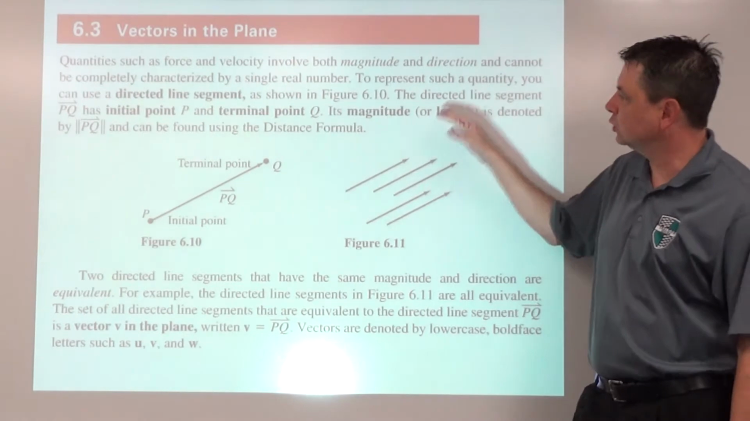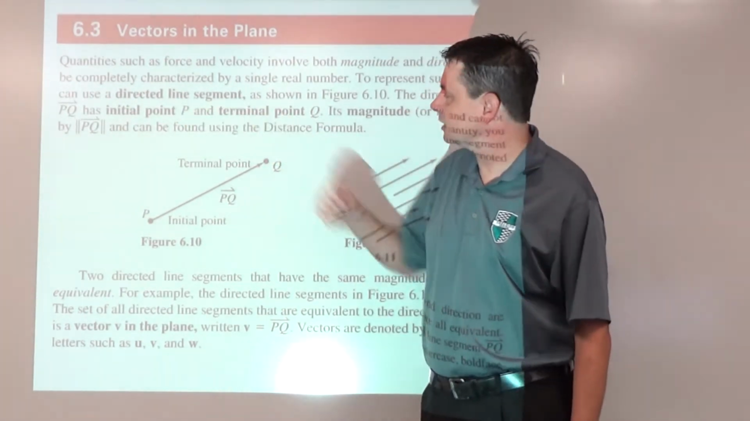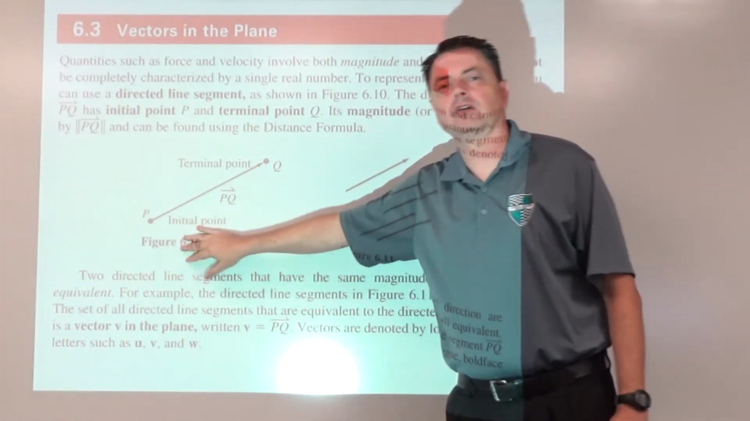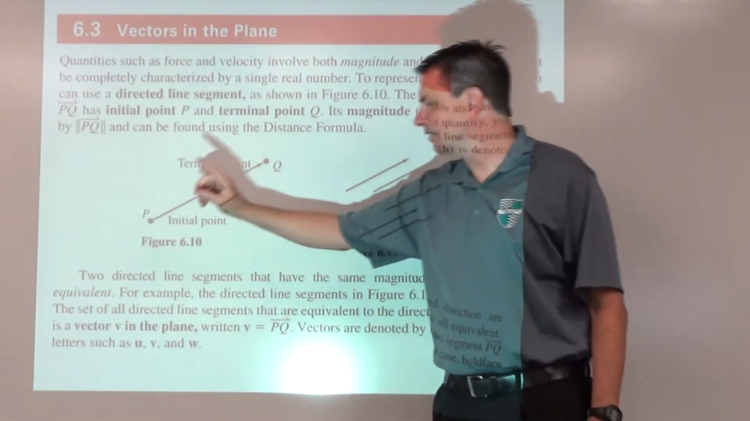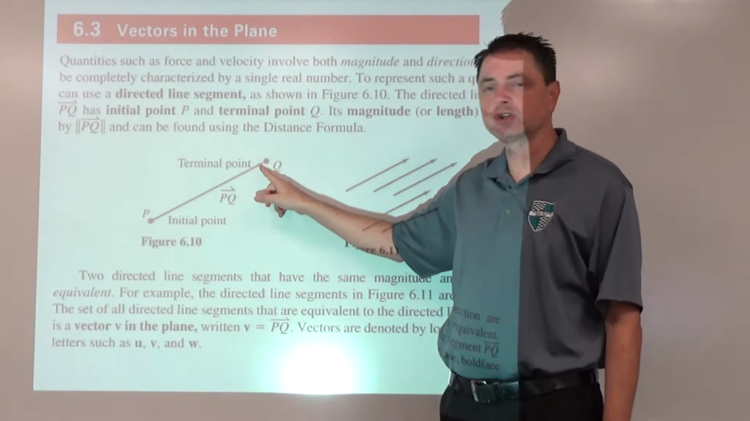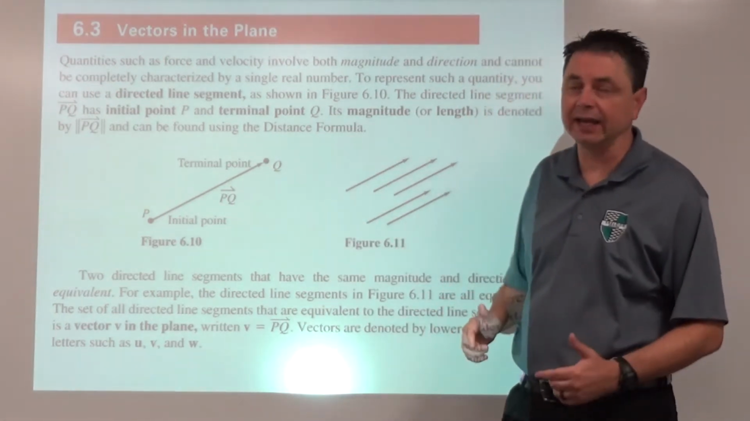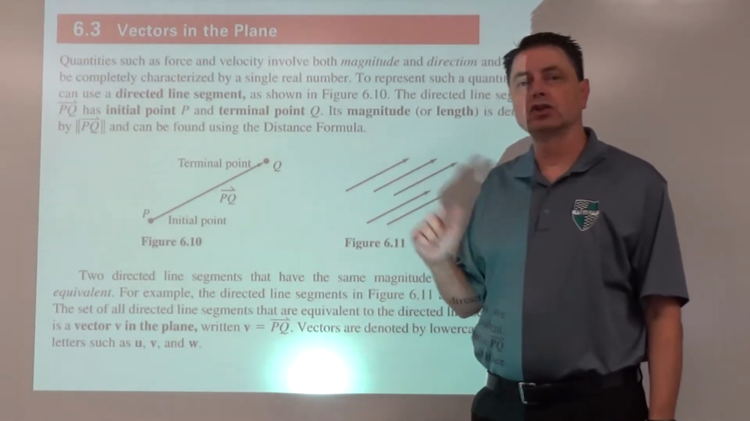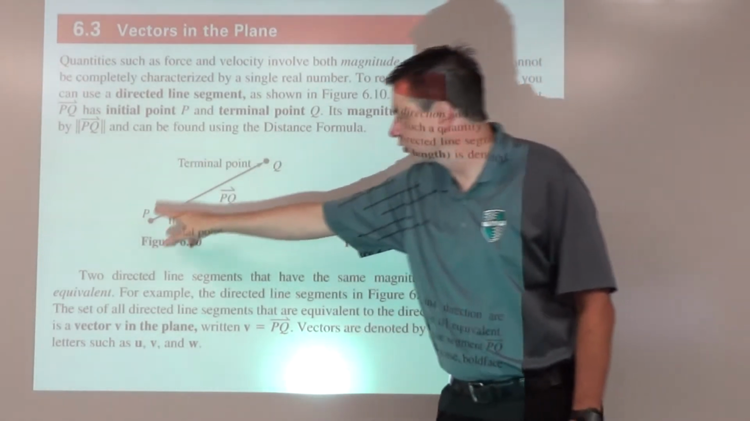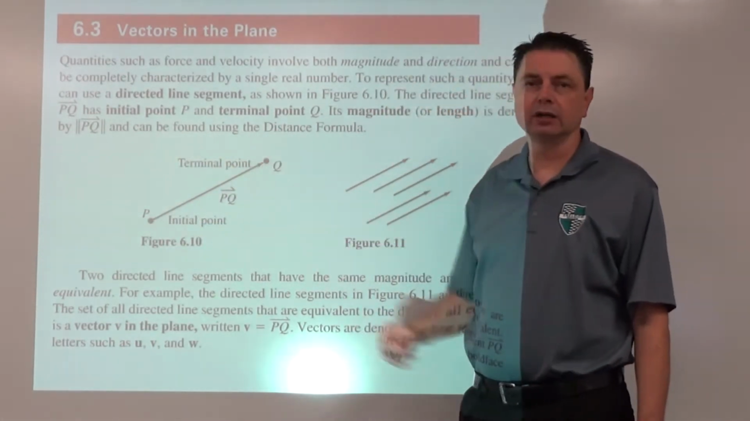We often use an arrow to represent a directed line segment. So from a geometry perspective, it kind of looks like a ray. It's going to have an initial point and a terminal point. Now, unlike a ray, it does not go on forever. The arrow just shows the direction of the motion. So it goes from here to here.